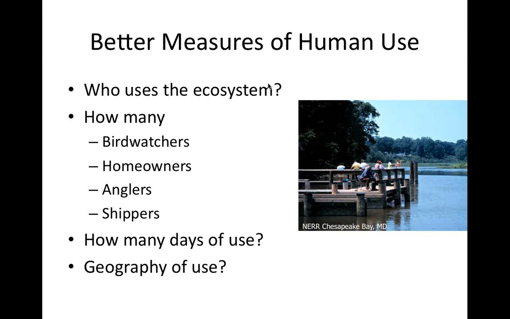And understanding the geography of use is particularly important. It's often perceived incorrectly that the only people who benefit from these coastal ecosystems, for instance, are people who live nearby.